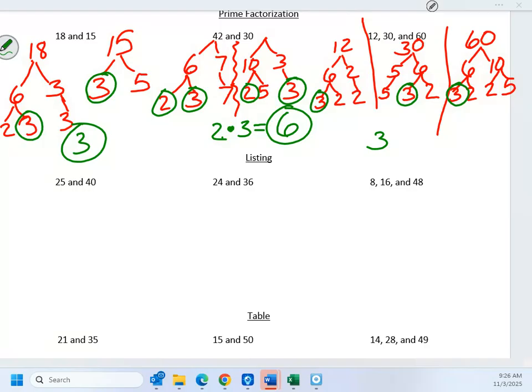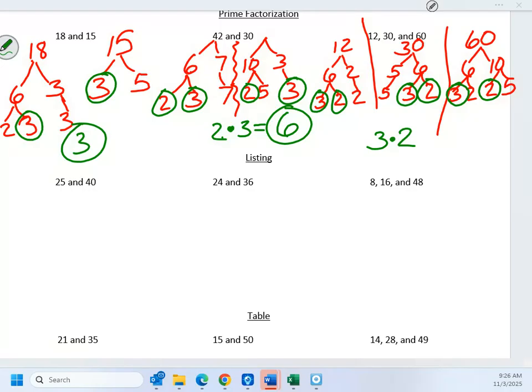What else do they share? Evelyn? 2. They each have a 2. What else do they share? Joy? Do they share a 6? I don't see 6 under any of these. We're looking only at our prime numbers, that bottom row, because we broke that 6 down into the 3 and 2. We can't double dip and use it again. So we only look at the bottom numbers.